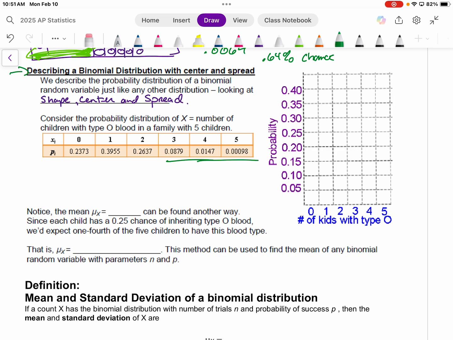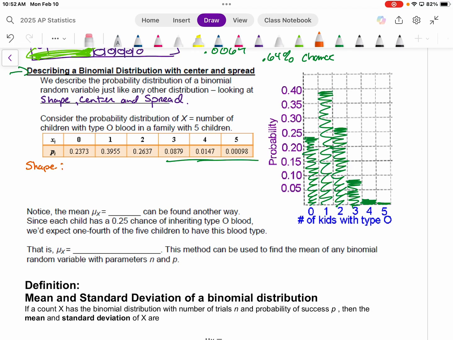So we're just going to quickly graph it. There's the first column, about 39 percent, somewhere up there. Then 26 right above that line. Then we drop off pretty quickly. And then, as we look at the shape, what could we probably say about the shape? Yeah, it looks like it's skewed right. Skewed right.